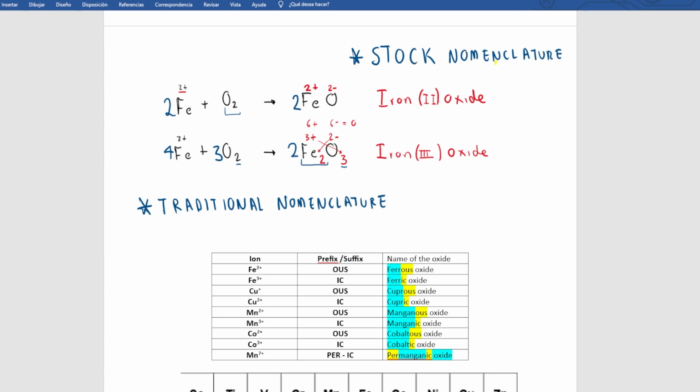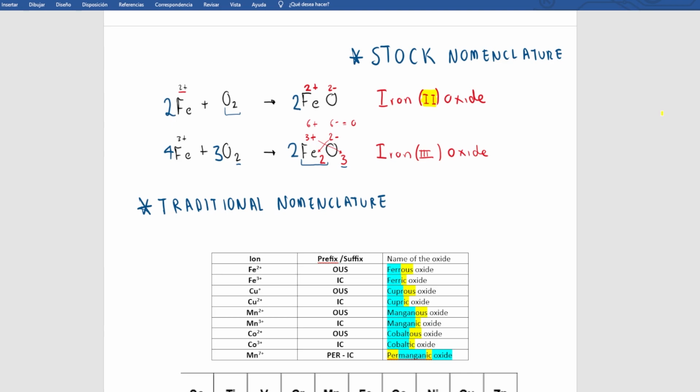One important thing here that is worth mentioning is that there is more than one way to name the chemical substances. This one, in which we put the Roman numeral in parentheses, is called the stock nomenclature. However, there is another way to name them, and it's called the traditional nomenclature, which is one of the earliest methods of distinguishing between ions.